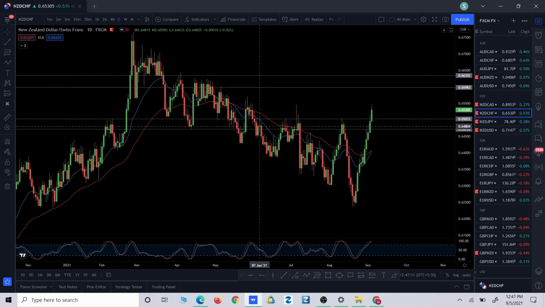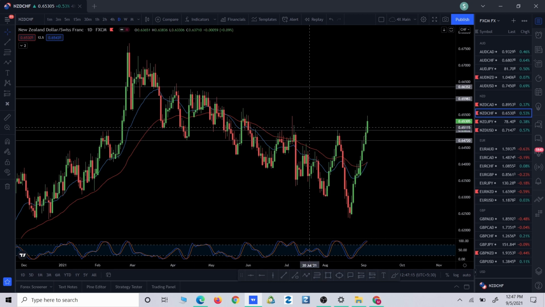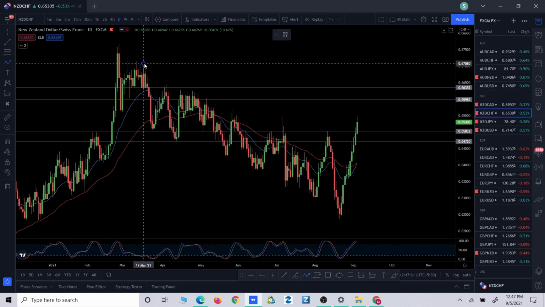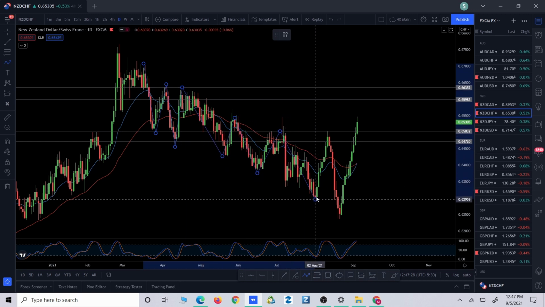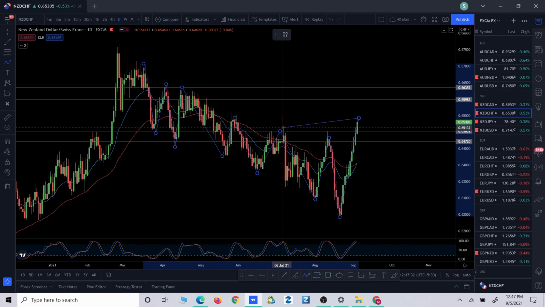As you can see, the price was consistently making lower lows and lower highs recently, but now the price broke and closed above the previous high. So if we check it, low, lower high, lower low, lower high, lower low, lower high, lower low, lower high, lower low, same high, lower low, and right now the price broke and closed above the previous highs.